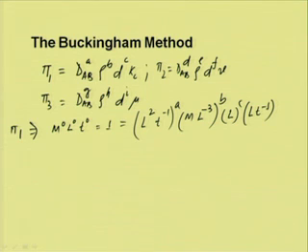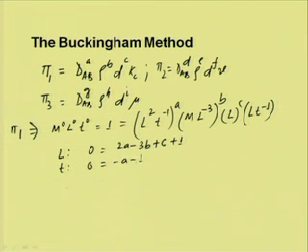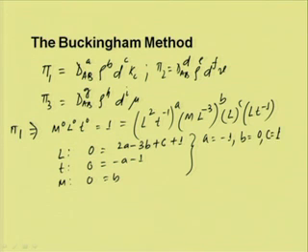So, from this if we solve these equations, for L we will have 0 is equal to 2A minus 3B plus C plus 1, for T, 0 is equal to minus A minus 1, and for M, 0 is equal to B. So, if we solve these 3, we will have A is equal to minus 1, B is equal to 0 and C is equal to 1.